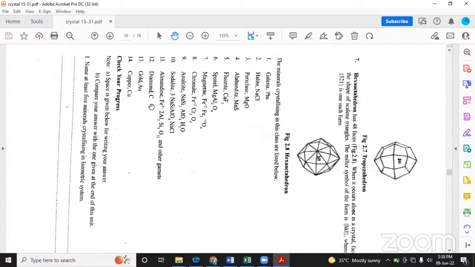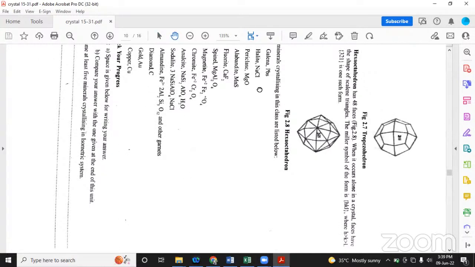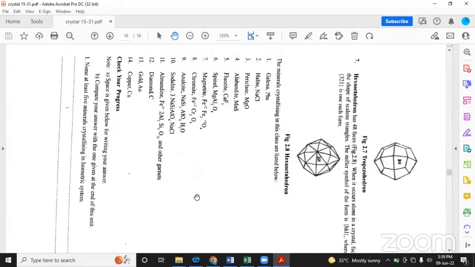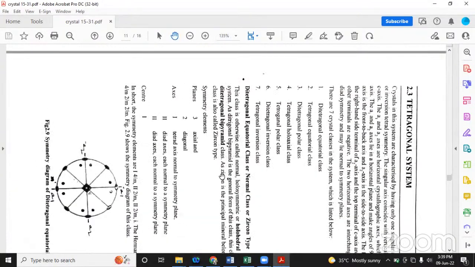If you cut the diamond, you see the closed form. There are no open forms; you are not able to see them. Copper, gold, diamond, almandine iron, and the garnets are examples of the isometric or cubic system. These are the chemical compositions of the minerals. With these chemical elements only, minerals are formed.